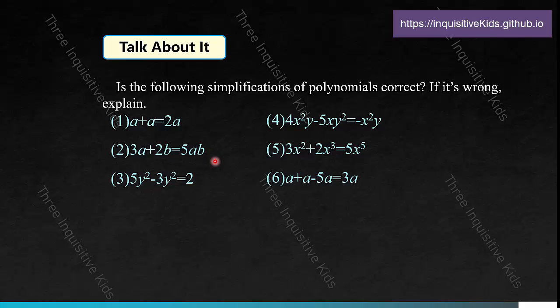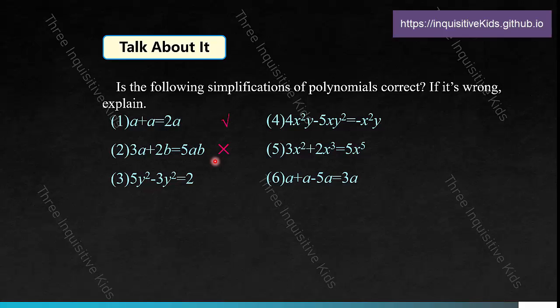Now let's see here. Is the first one, a plus a is equal to 2a, correct? Yes, it is. 2 of something is equal to just 2 times that something. Second one, 3a plus 2b is equal to 5ab. No, in fact, they are not even like terms. You cannot combine them. It is not 5ab.